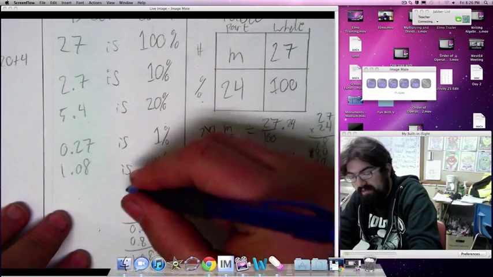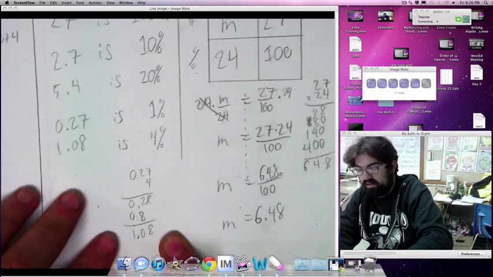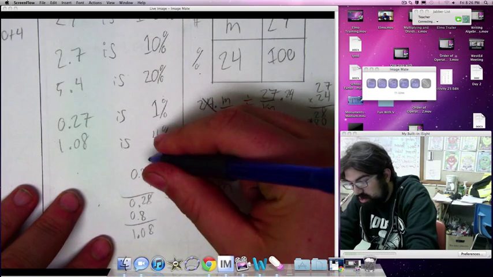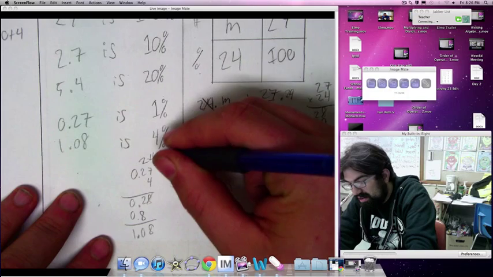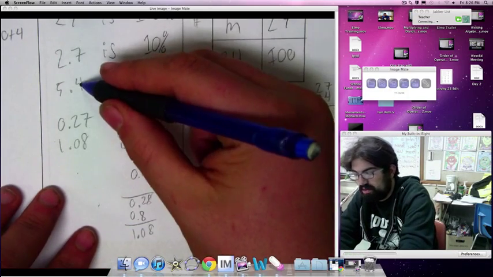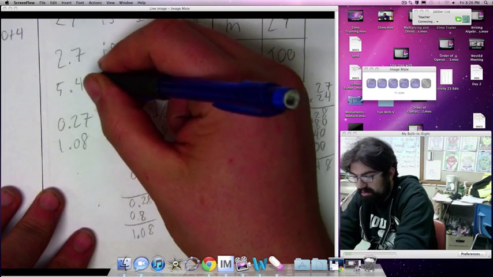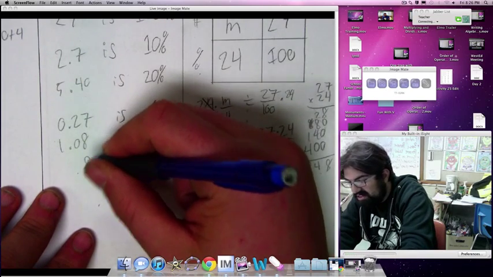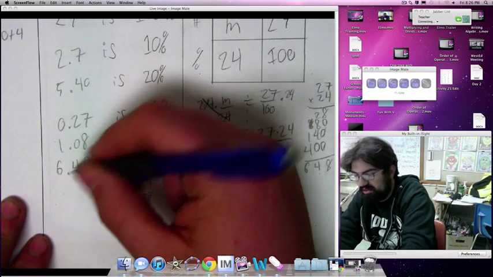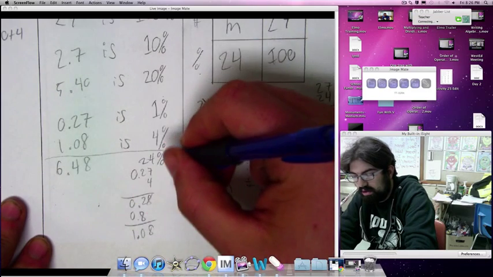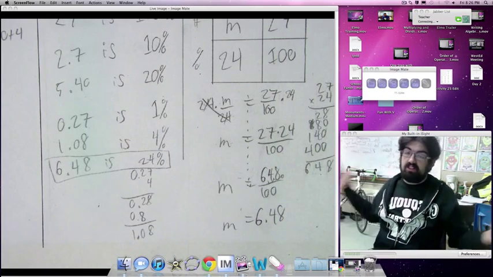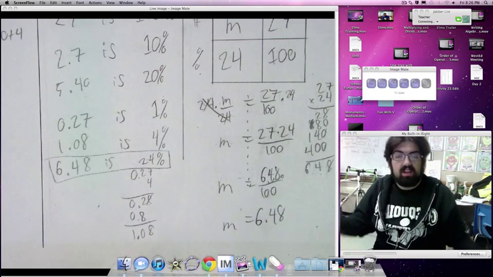So if 4% and 20% are what I have, I want 24%. Well, I just basically took 20 plus 4, right? So 5.4 plus 1.08. I'm going to put a 0. 0 plus 8 is 8. 4 plus 0 is 4. Decimal comes down. 5 plus 1 is 6. $6.48 is 24%.